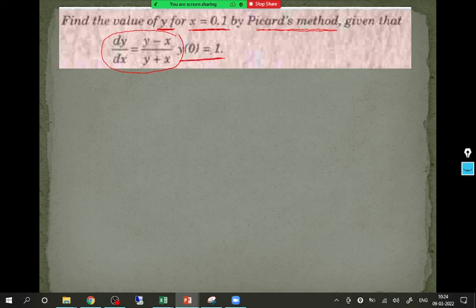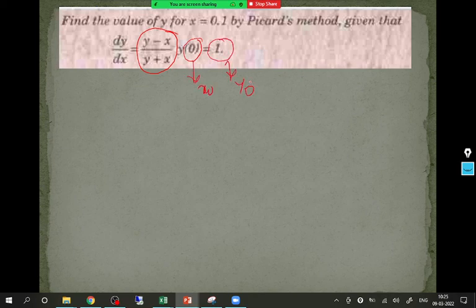Now tell me all important things. What are these things in notation? So first I want f of x, y. What is f of x, y here? Y minus x upon y plus x. Correct. So the first thing, f of x, y, is this one. Good. What is x0? 0. Yes, good. X0 is 0 here. And what is y0? 1. That is correct. So this is x0, this is y0. And what is xn, where we have to compute at the end? 0.1. Correct. This is xn. Now, how many iterations should we do?